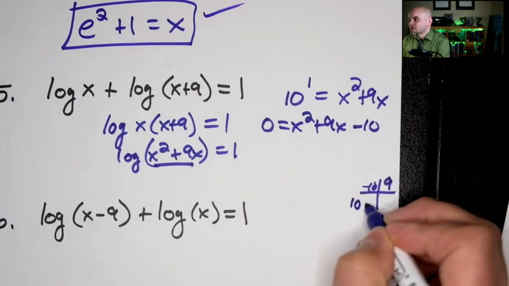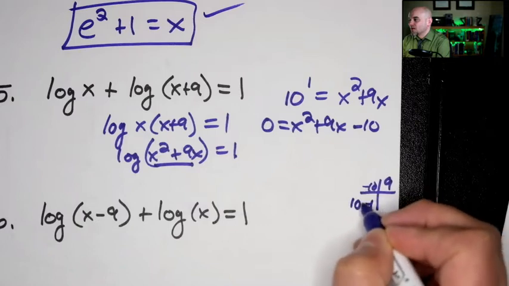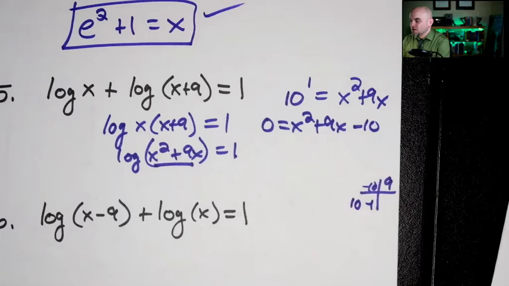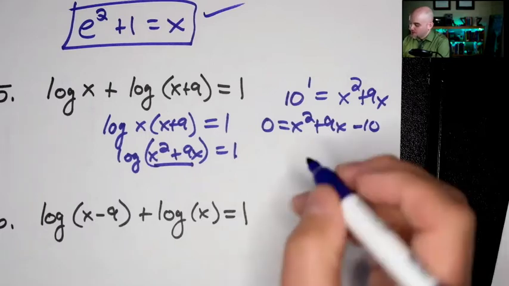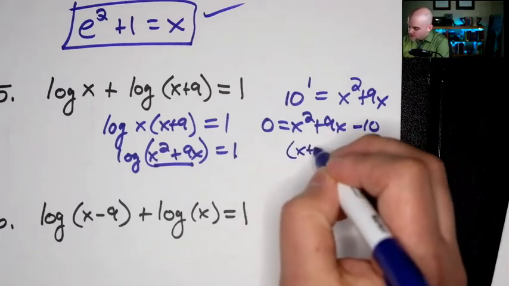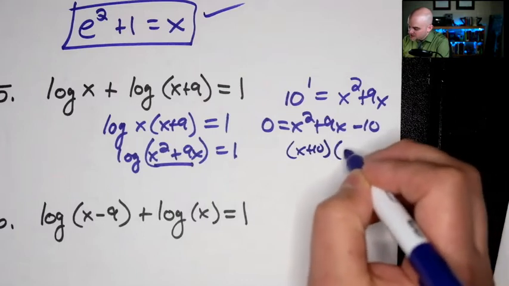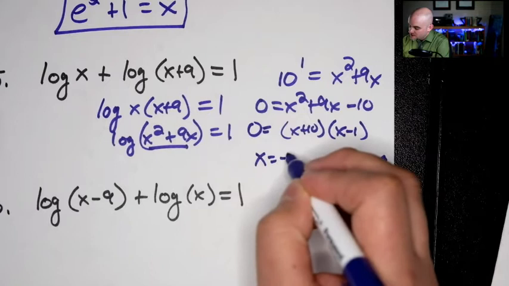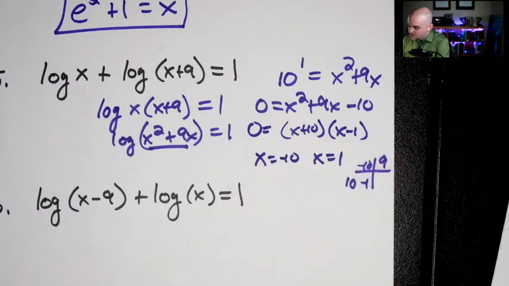That's going to be positive 10 and negative 1. They multiply to give me negative 10 and add to give me 9. And look, whoever created this problem is nice because the leading coefficient is 1, which means I can say this is x plus 10 times x minus 1. And so you get x equals negative 10 and x equals positive 1.